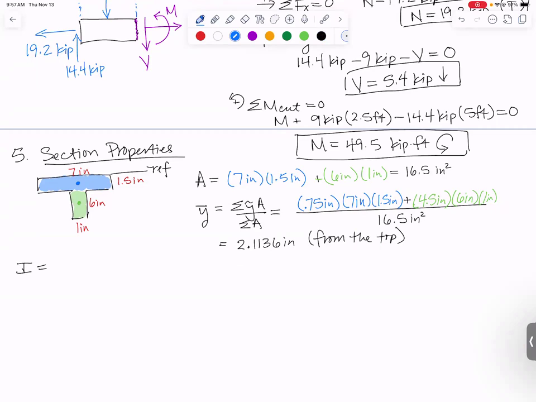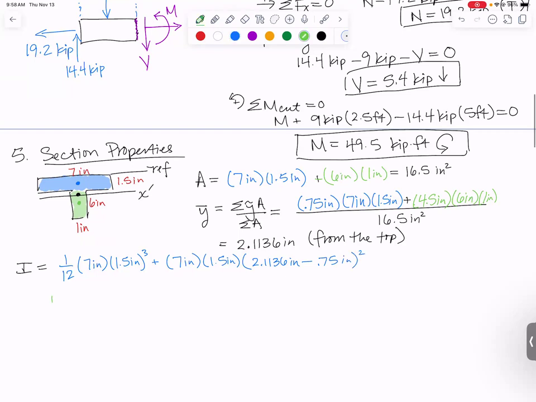So let's start with the blue rectangle. Moment of inertia for a rectangle about its own centroid is 1/12 bh cubed. Base would be 7 inches. Height would be 1.5 inches, which gets cubed. Add to it the area, 7 inches times 1.5 inches, times the distance between the centroid of the blue shape and the entire centroid, which I never really drew on here, is going to be somewhere around there is my x prime axis. And that's the axis we're finding the centroid about, so I need to plug in here 2.1136 inches minus 0.75 inches, and I square that.